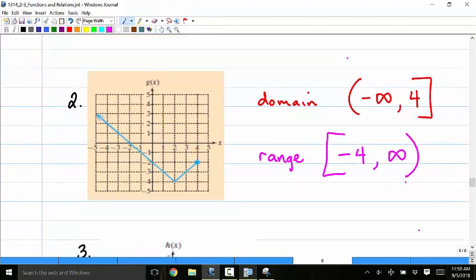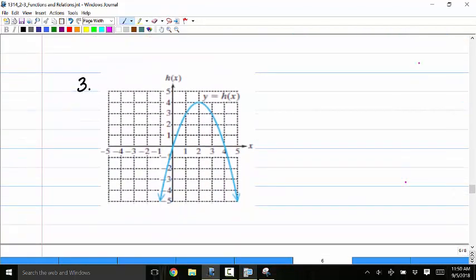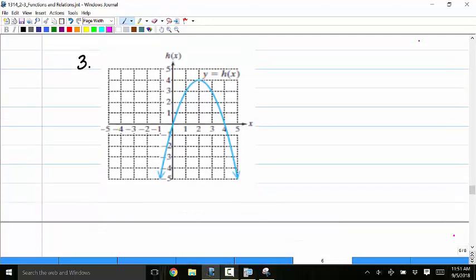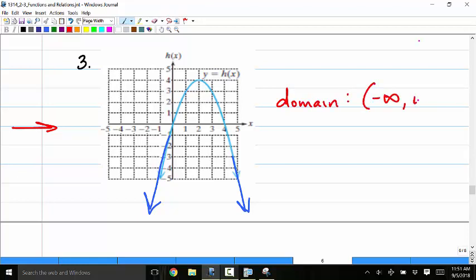Let's go do another one. Okay, for the domain on this one, coming in this way, look and see that this graph goes on forever, right? There's arrows. And it does actually get wider, right? It's not going to keep getting skinnier. So it keeps getting wider. What are my x values that I can pick? All real numbers, negative infinity to positive infinity.